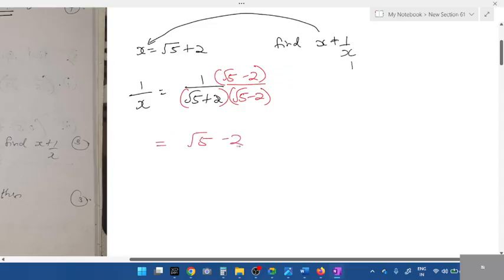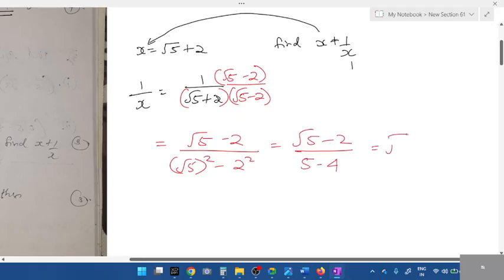Root 5 minus 2 as it is. What is a square minus b square, students? Root 5 the whole square minus 2 square. Write it neatly. What is root 5 the whole square? 5 minus 4. What is 5 minus 4, students? So we got the value 1 by x is equal to root 5 minus 2.